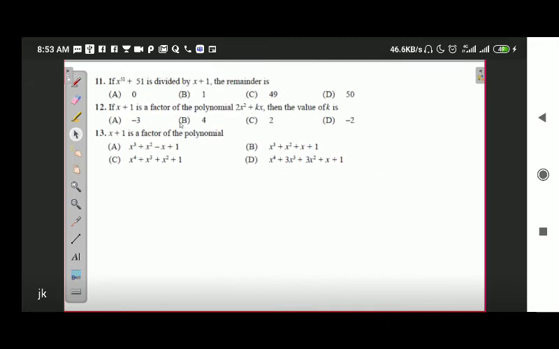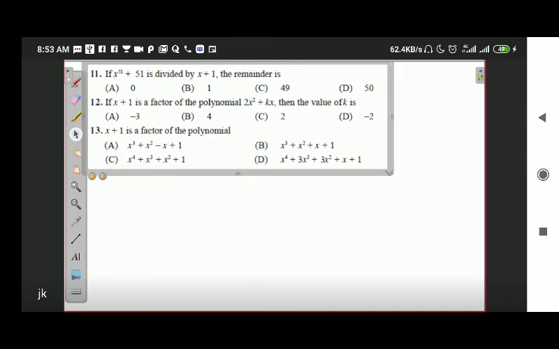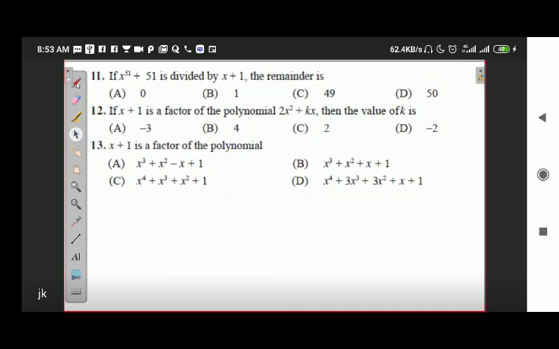Next is question number 11. Question number 11 is, if x to the power 51 plus 51 is divided by x plus 1, then the remainder is. Okay, we are asked that if x to the power 51 plus 51 is divided by x plus 1, then the remainder is. The remainder will be 0. You can also note it down.